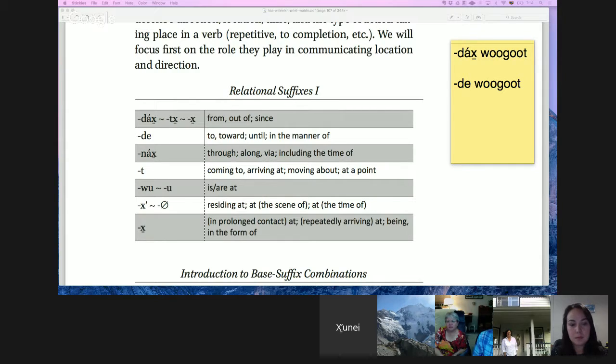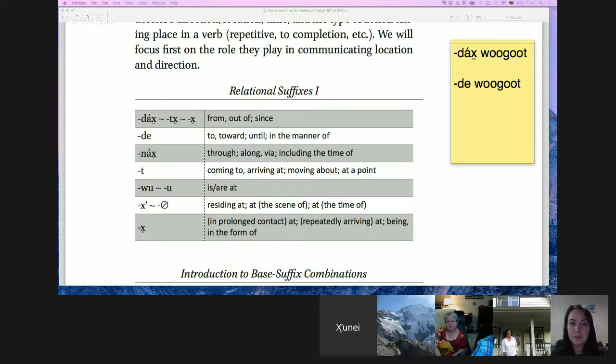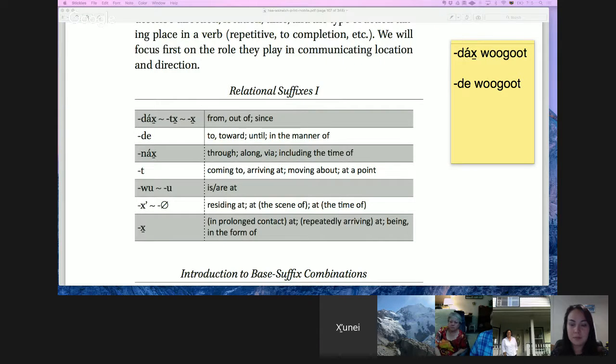Hinyatewugut. One more time. Hinyatewugut. Went up to the edge of the water. So you've got ya, and you've got the t. Yatewugut. Okay. Andewugut. He or she went to the village or the town.